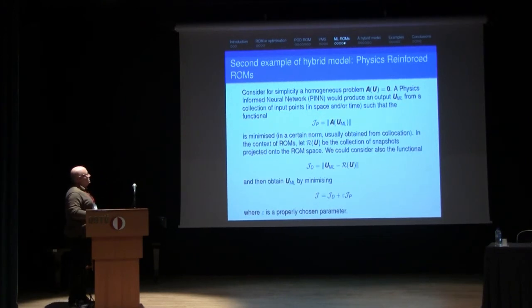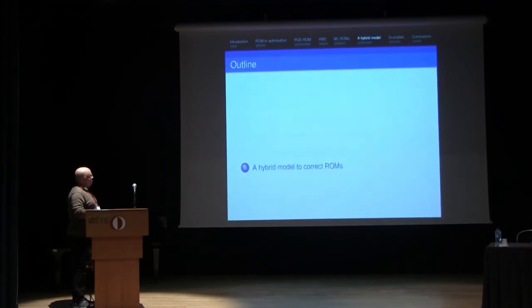I mean, this is a general strategy to design a neural network. So in the case of reduced order models, we can add this functional, which is the difference between the solution obtained by the machine learning technique and the projection of the snapshots. Remember, we have the snapshots. And then we minimize this function. There are several issues regarding this method, but I just wanted to mention the existence of this technique, the physics-reinforced reduced order model.